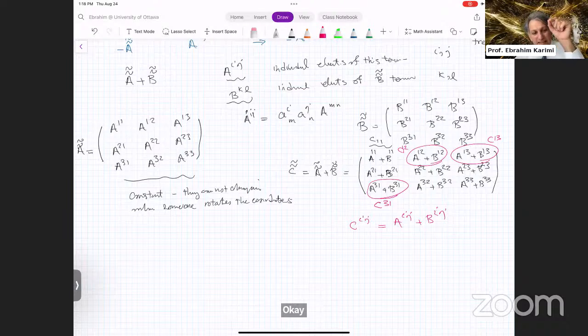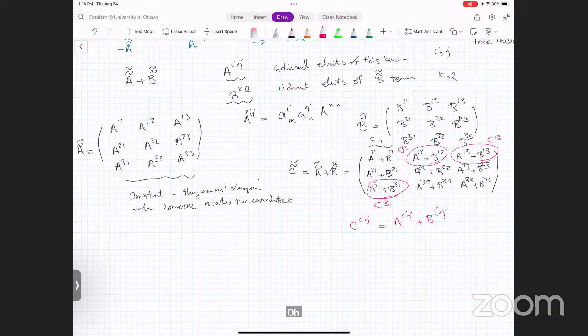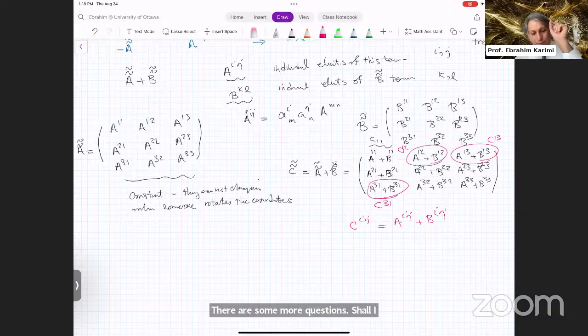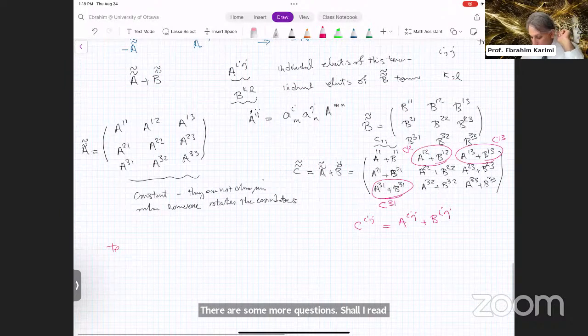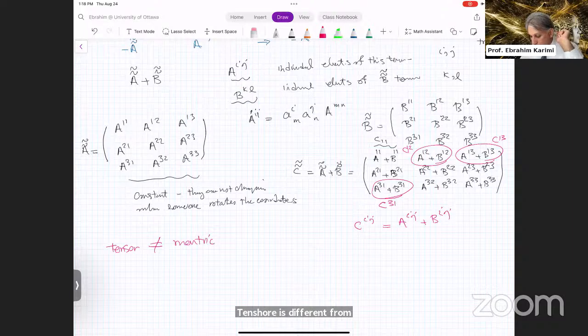Matrices is the plural of matrix. But what I say here is a tensor. A tensor is different from a matrix, or tensors are different from matrices.